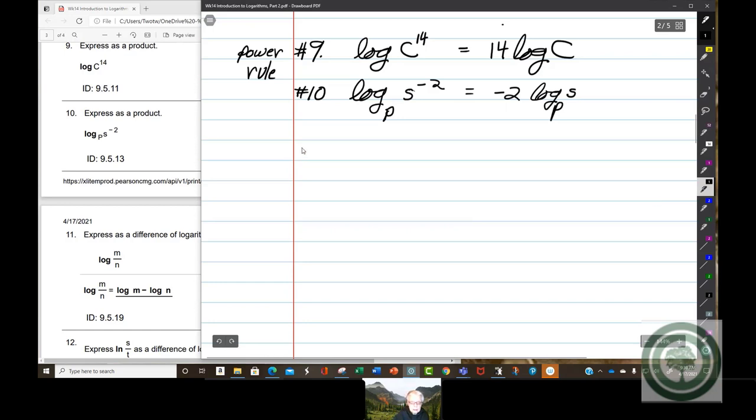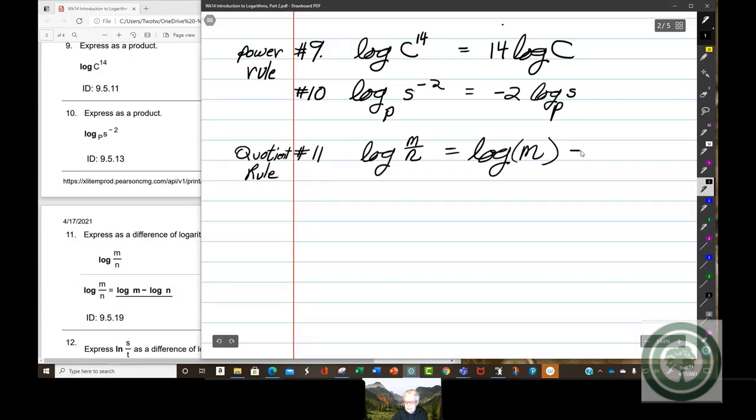And number 11, the quotient rule. See, these are just basic. Log of M over N equals the log of M minus the log of N. Seems so wrong to not use parentheses. Well, that's not very exciting.